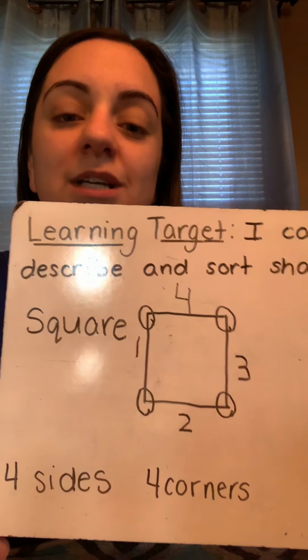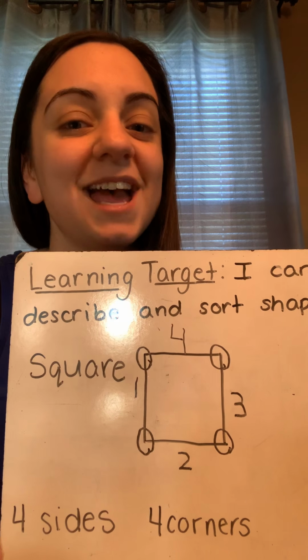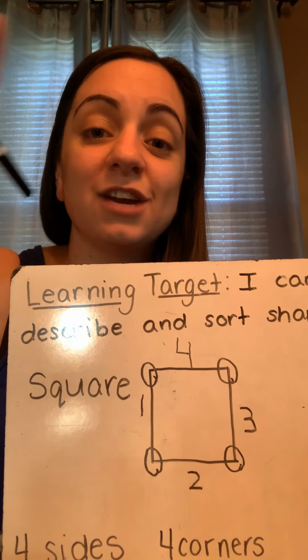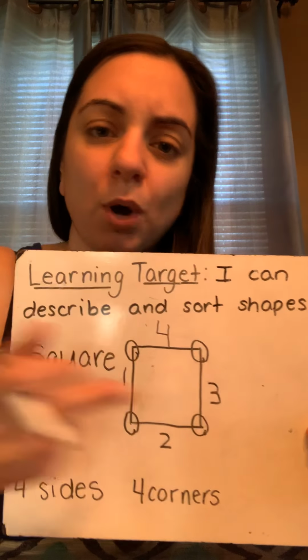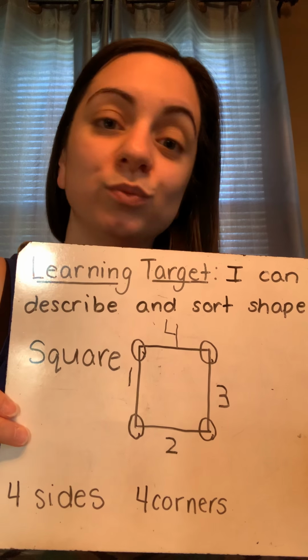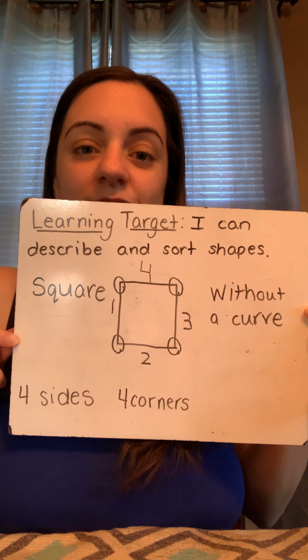Is a square a shape with a curve or without a curve? I'll remind you again. A curve means there is a round part. Does a square have any round parts? No, it does not. So a square is a shape without a curve. Let's write that. Without a curve. Get all our facts about a square. You ready to go to the next shape? Okay, let's go.